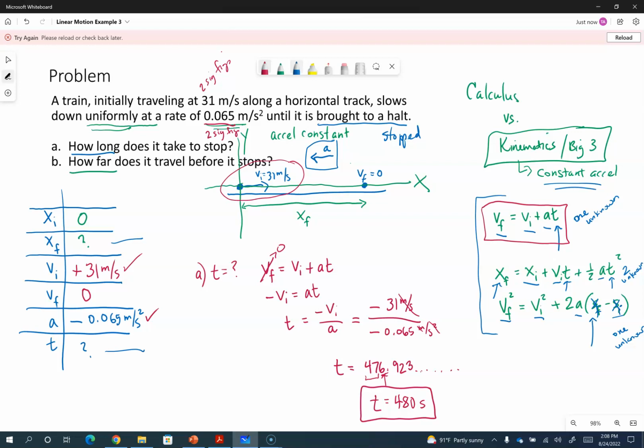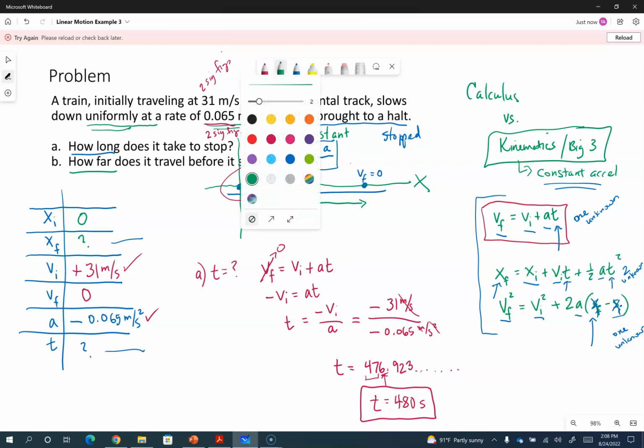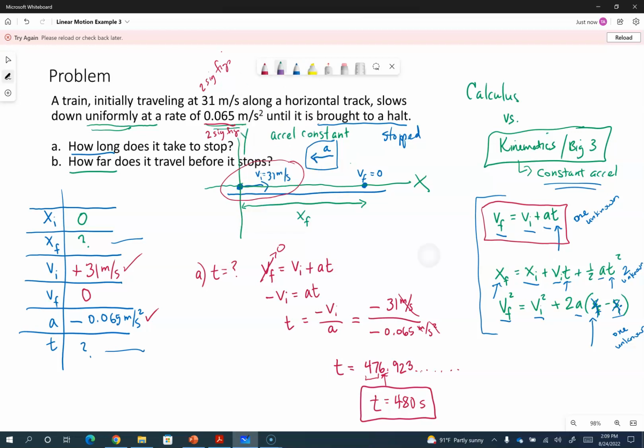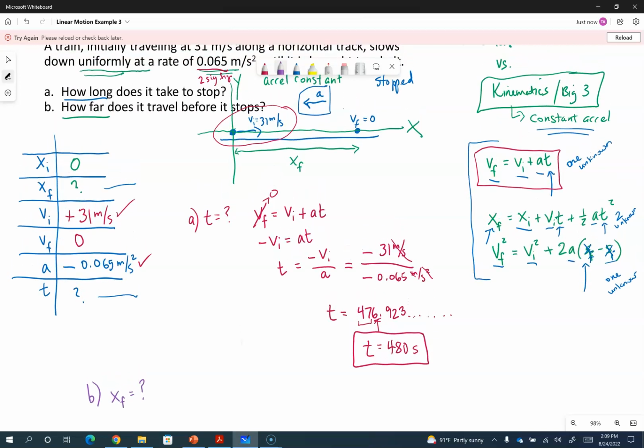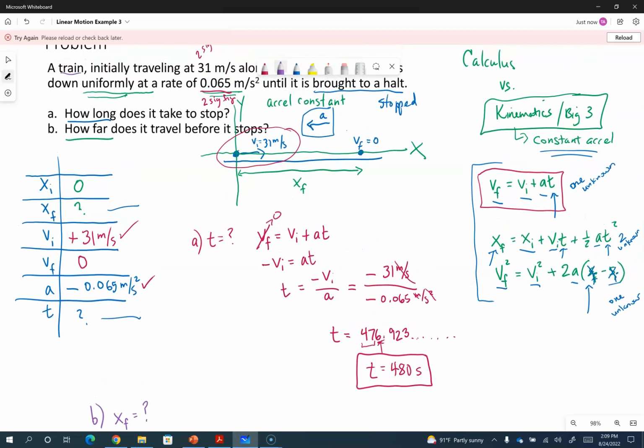So part B. Part B, we have the option of solving this 2 ways. One of them is no better than the other. Part B, we essentially are looking for X final. How far does this train travel? So we have our train. How far does it travel during this time where it's traveling from 31 meters per second to 0 with that constant acceleration?